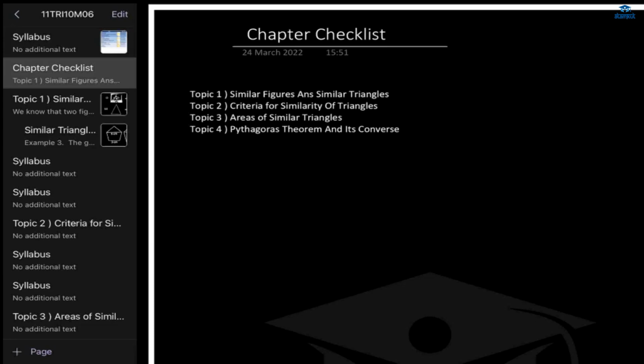I'm going to start with triangle. So you'll have to study, you can see the topics here, the checklist of the chapters, like similar figures and similar triangles, how you can relate that two triangle figures are similar to each other, then the criteria of similarity of triangles, area of similar triangles, Pythagoras theorem, and its converse.